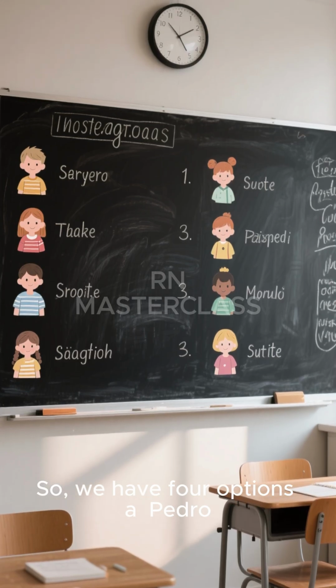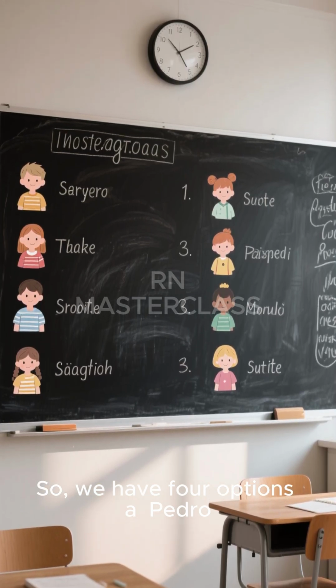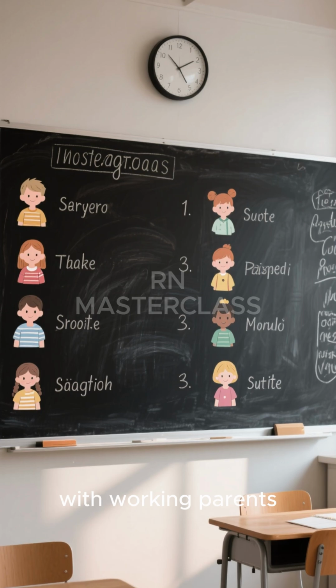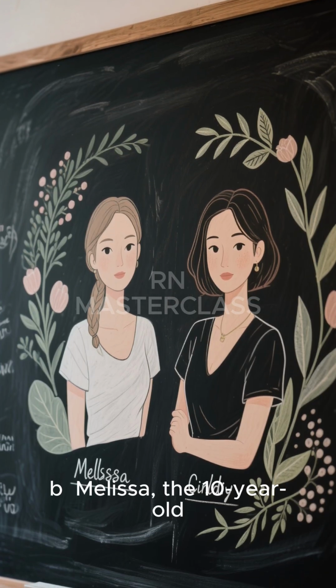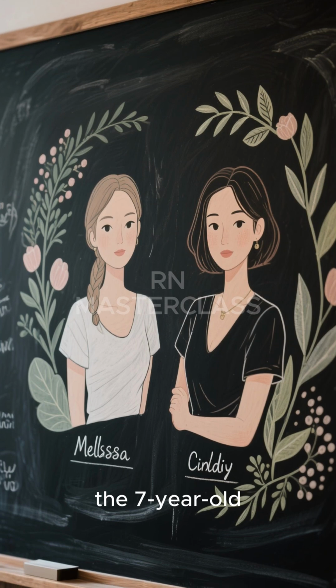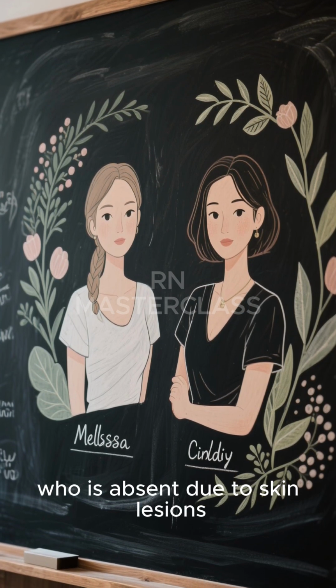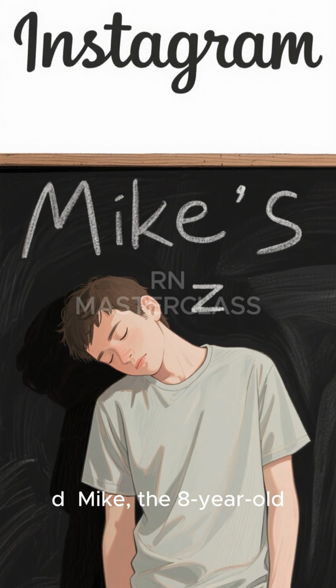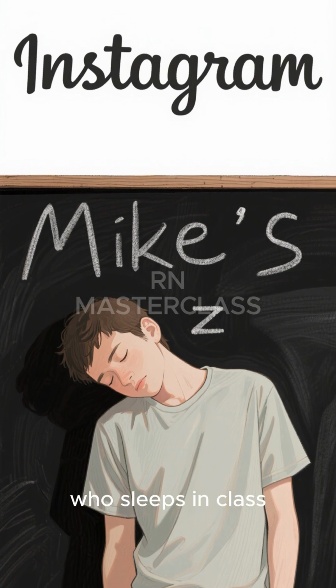So, we have 4 options. A. Pedro, the 9-year-old with working parents. B. Melissa, the 10-year-old with stunted growth. C. Cindy, the 7-year-old who is absent due to skin lesions. D. Mike, the 8-year-old who sleeps in class.